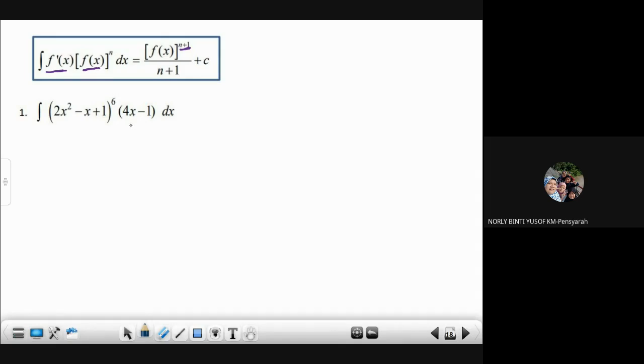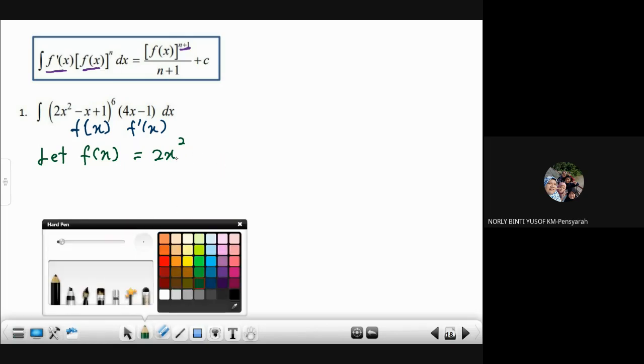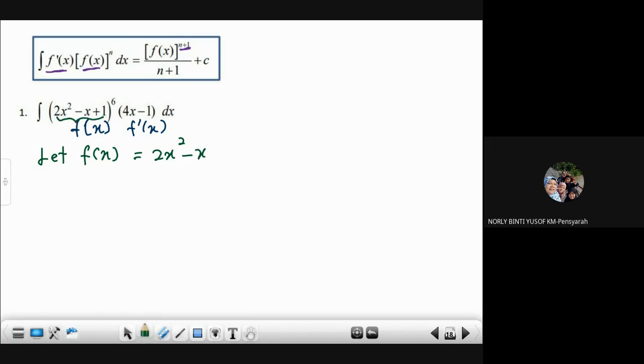Check lah. So macam ni, ini bukan f prime tau. Ini f prime. Ini fx. Sebab dia ada power of 6 kan. So check lah kat situ betul tak dia punya function fx tu differentiate dapat 4x minus 1. So let fx equals to 2x squared minus x plus 1. You ambil power dalam saja, function dalam saja, bukan dengan power dia sekali. Sebab ini function dia fx. So f prime x you differentiate dapat 4x minus 1. Differentiate 1, 0 lah. So dapat exactly kan sama.